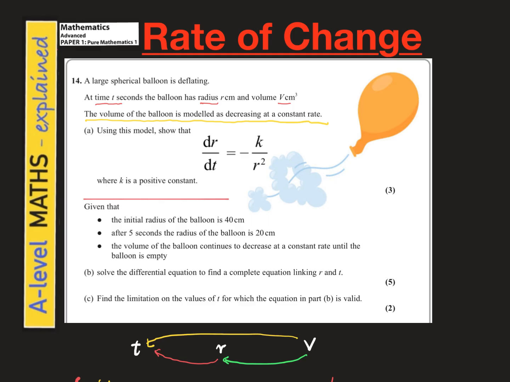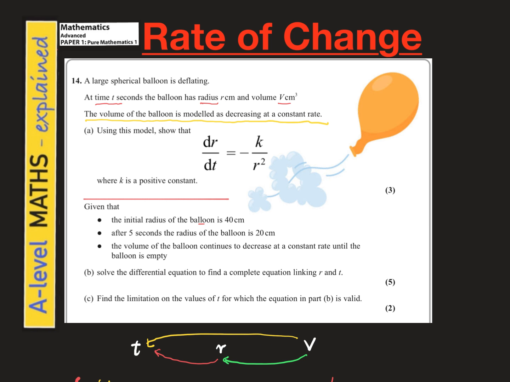And this was a solution to A. And for B, we are given that the initial radius of the balloon is 40 centimeters. After 5 seconds, the radius of the balloon is 20 centimeters. And thirdly, we're given that the volume of the balloon continues to decrease at a constant rate until the balloon is empty. So we're solving the differential equation to find the complete equation linking the radius and the time.